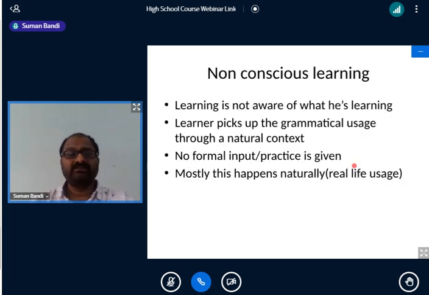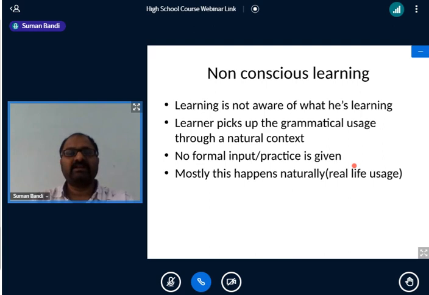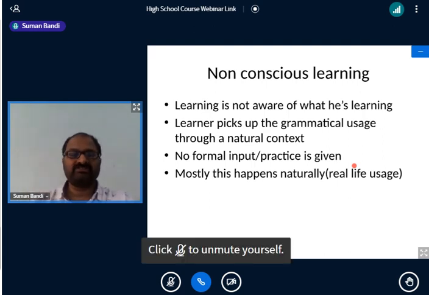Next is non-conscious learning. Here the learner is not aware of what he is learning. The learner picks up grammatical usage through a natural context and no formal input or practice is given. Mostly this happens naturally. Naturally means real life usage. The best example is native speakers. Native speakers of all languages learn the grammar non-consciously rather than consciously, isn't it? For example, if Kannada is your mother tongue, you learn all the grammar of Kannada through usage, not through books and dictionaries, right? So that is called non-conscious learning of grammar. It means usage. Whenever you are exposed to right usage, of course, you are picking up the right usage, you are automatically learning grammar, isn't it? Because grammar is all about right usage. Right usage of words, right usage of sentences, in general, right usage of language, isn't it? So non-conscious versus conscious, right?